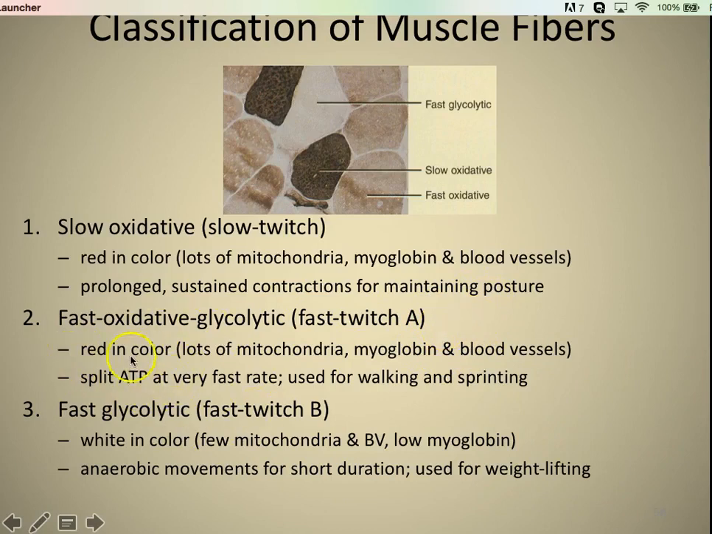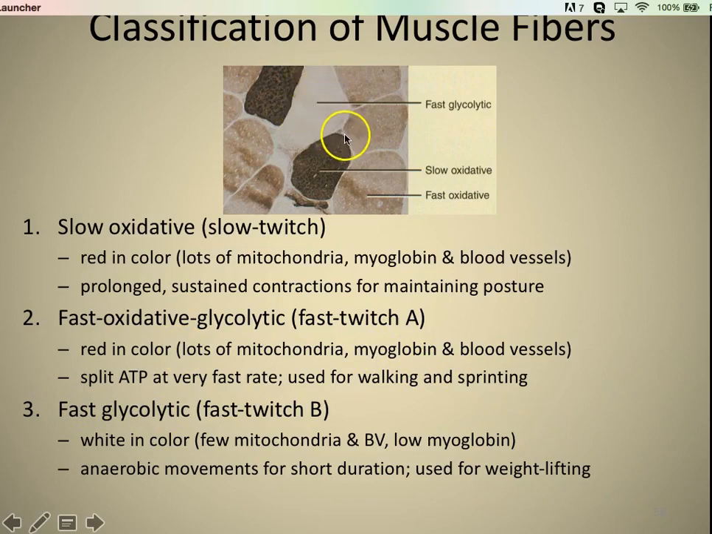These split ATP at a very fast rate, faster than these slow oxidative ones. That's how they get their name. But because they also have a lot of oxygen going to them, they can also use aerobic respiration. So you're going to see these muscles in areas like your legs, used for walking, sprinting. Okay. And finally, the last type are the fast glycolytic ones, and you can see these are the ones in white. So they are white.